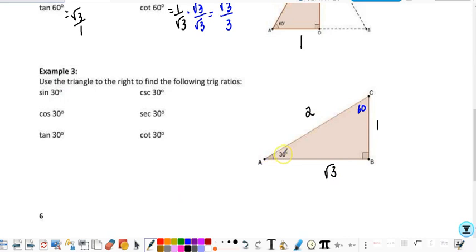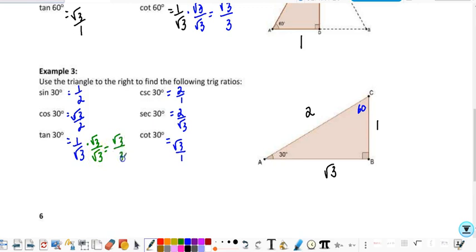So now for 30 degrees, sine is opposite over hypotenuse. Cosine is adjacent over hypotenuse. Tangent is opposite over adjacent. All the reciprocals. And then anything I need to fix, we're going to rationalize this denominator, meaning no square root in the denominator. And then this one.